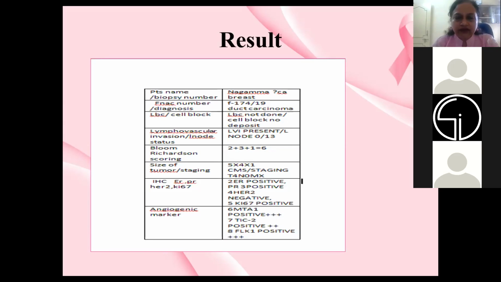Now coming to the IHC of that. The ER was positive, PR was positive, HER2 was negative, Ki67 was positive, and all the 3 angiogenic markers were positive, with MTA1 being the strongly positive marker.